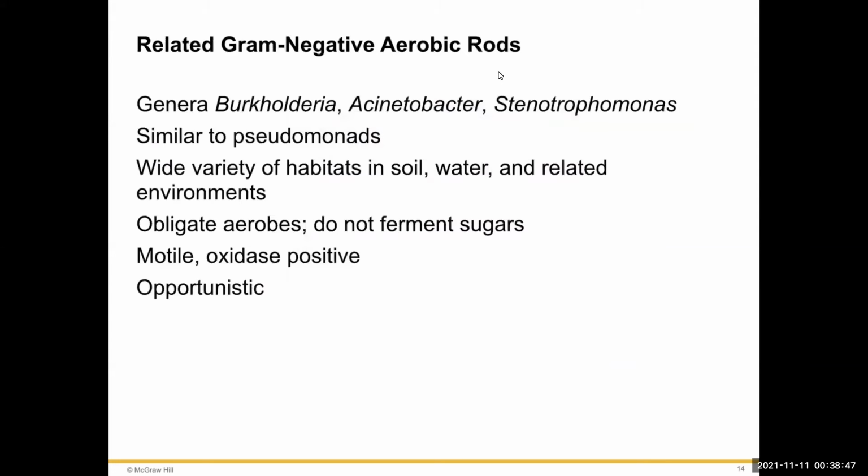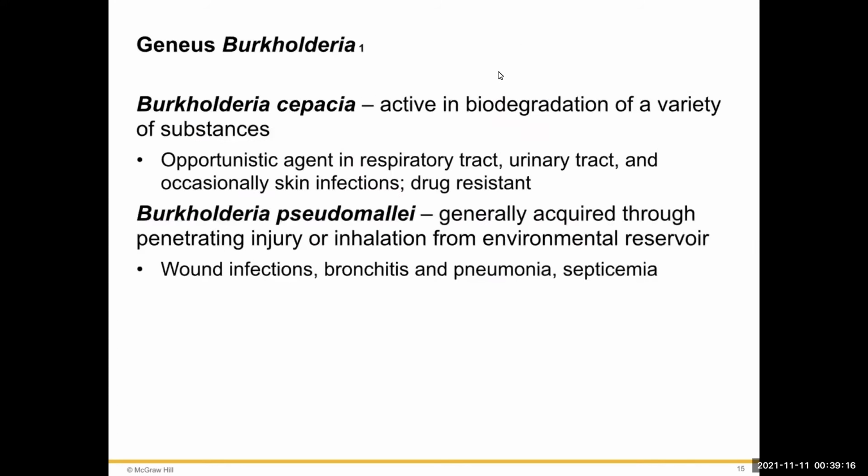Related gram-negative aerobic rods are the genera Burkholderia, Acinetobacter, and Stenotrophomonas, which are similar to Pseudomonas. They have a wide variety of habitats in soil, water, and related environments. They're obligate aerobes. They don't ferment sugars, but they're motile and oxidase positive. And they're opportunistic, taking advantage of areas that have become available to them.